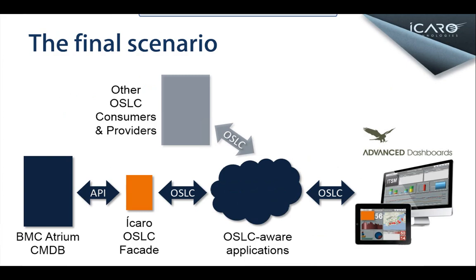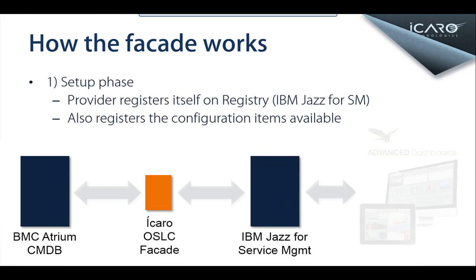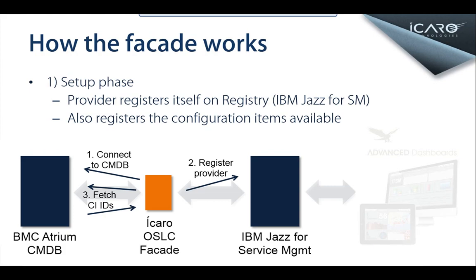And how it works, I'm going step by step. We have a setup phase in which the provider registers itself on a registry, which is the IBM Jazz for Service Management. It says, well, listen, I am a provider of configuration management information, okay? And it also registers the configuration items available. So it tells Jazz, by the way, I have this list of configuration items that I have details about. If any consumer wants information about those configuration items, you can ask me and I have that information.